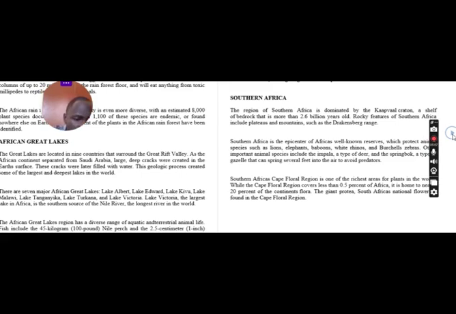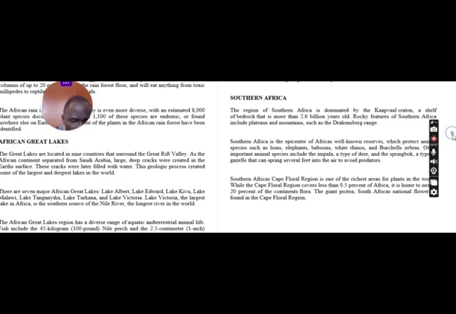Then you have the Great Lakes. We are looking at lakes located in the nine countries surrounding the Great Lakes of East Africa, and not only inland lakes but also deep crater lakes created after the Earth's surface underwent eruption due to geological processes. Talk about Tanganyika, Victoria, Edward, Kivu, Turkana, and the River Nile. All those are what we call the Great Lakes of East Africa.